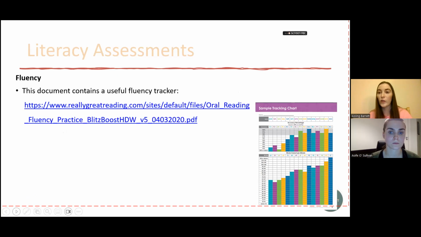Another aspect of reading that you might be looking at is fluency. And this just gives a useful fluency tracker. Sometimes we might not notice that children have made progress. So it's just useful, even if you're meeting parents, to be able to pinpoint, well, this is where their fluency was at, how many words they were reading correct per minute, and track the child's progress as they continue to work with you on the interventions.